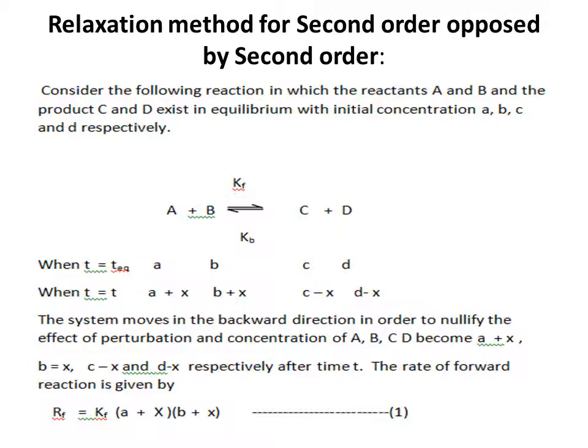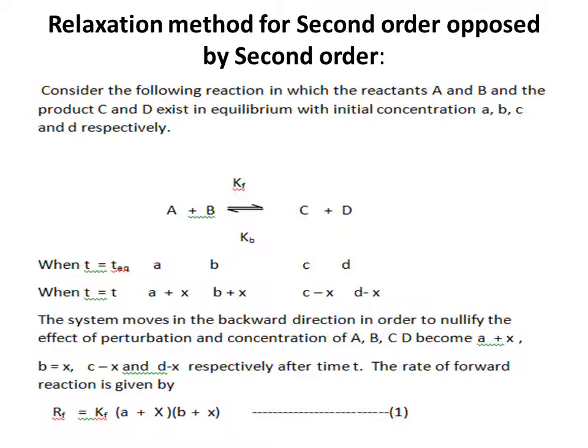Once again, consider the following reaction in which the reactants A and B and the products C and D exist in equilibrium with initial concentrations A, B, C and D respectively. Reaction is A plus B reversibly reacting to form C plus D with forward rate constant Kf and backward rate constant Kb.